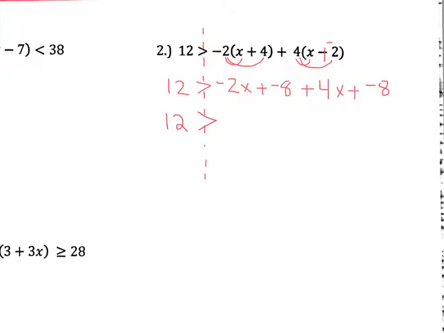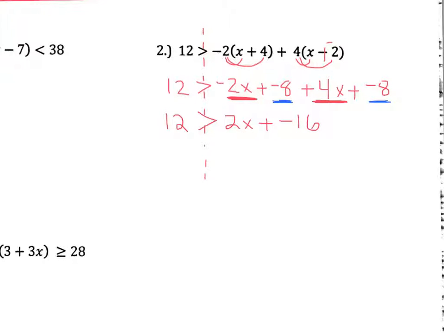Now on the right-hand side, we have some like terms. There's a negative 2x, which can be added with 4x. Remember, you can only add like terms. So negative 2x and 4x is 2x plus a negative 8 added to another negative 8. Negative 8 plus negative 8 is negative 16. Okay, now we unwrap this.